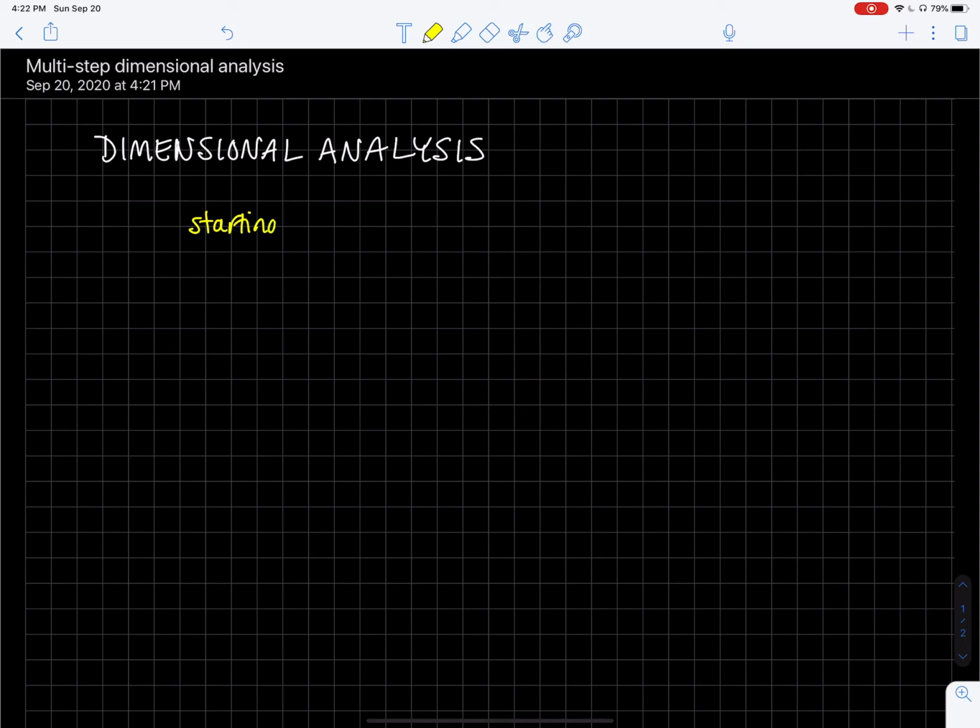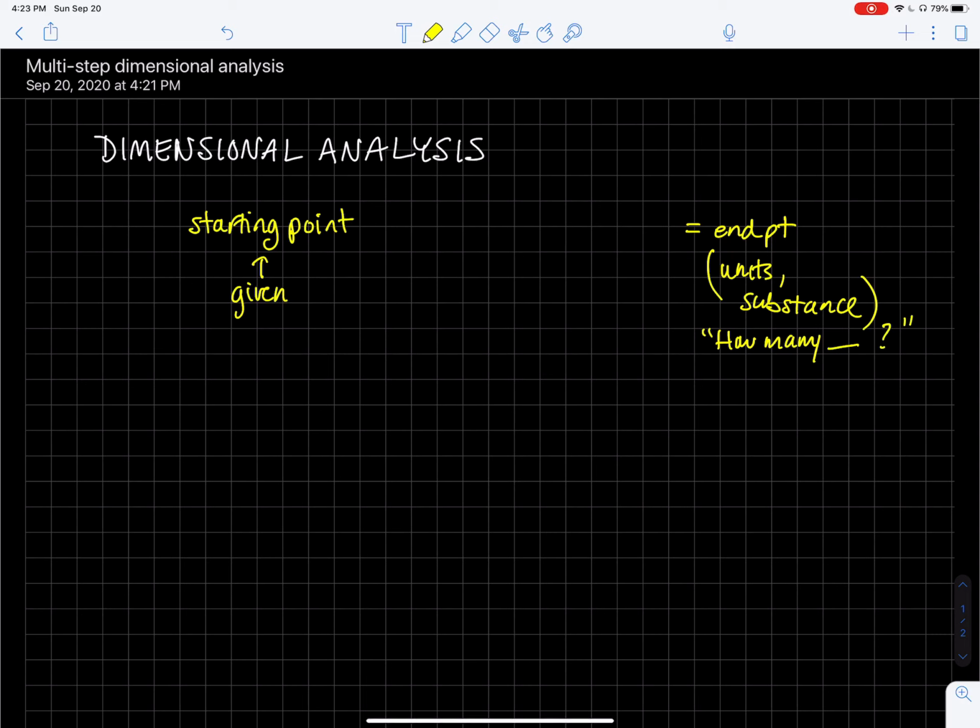a starting point, and this is sort of what you're given. So you have 25 mils of this or 5 grams of this. And then the problem asks you to convert that to some other units. Sometimes it's a different substance than what you started out with. And this often takes the form of how many blank do you have? So that's your end point.